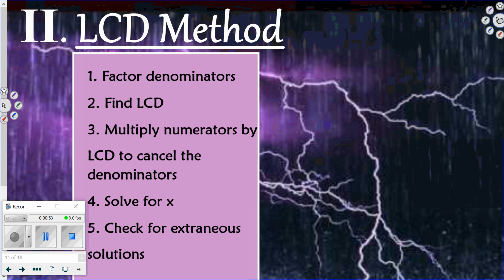So this time, once I find my LCD, you're going to multiply the numerator by the LCD, the entire LCD. Not just the missing piece this time, but the whole thing. Because what's going to happen is you're going to cancel your denominators out. If you don't cancel them all out, you did something wrong. Right? Then you'll solve for x and check for extraneous. So after step 3, if you still have a fraction, it's wrong. Okay? I don't want fractions. I want to get rid of them entirely.